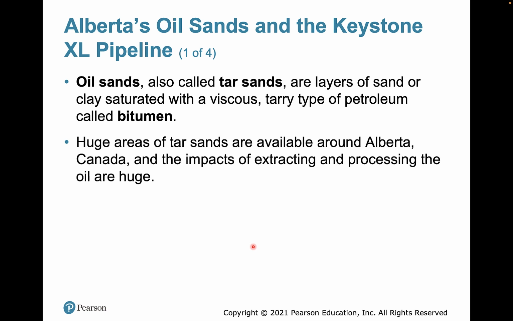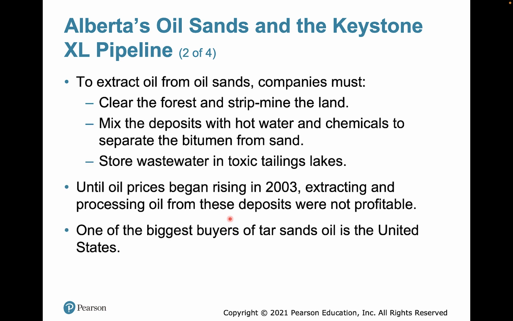So what are tar sands? It's an oil sand or a tar sand. It's sand and clay combined with this tarry type of petroleum called bitumen. So it's like a slime, slurry goop of sand and clay with this bitumen in it. And they're around all over Alberta, the province in Canada. So in order to get at them, you have to strip mine, clear the forest, and strip mine the land. So pull the land off the top, mix those deposits as they quarry them out with hot water and chemicals to separate the bitumen from the sand, and store that wastewater in toxic tailing lakes, open lakes of toxic leftovers.